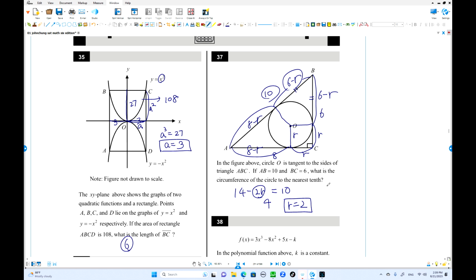Okay, so circumference is 2 pi r, right? So how much is this one? 4 pi. Okay? So 12.56, something like that. 12.6 is the answer, okay?